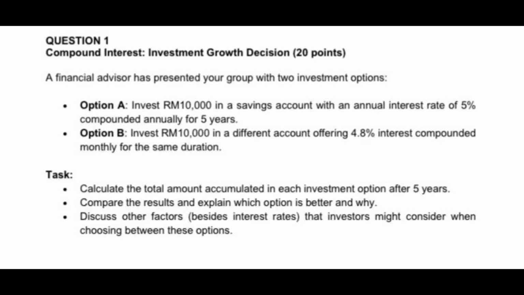Question 1. Compound interest investment growth decision. There are two options, option A and option B. Option A: invest 10,000 in a savings account with an annual interest rate of 5% compounded annually for 5 years. Option B: invest 10,000 in a different account offering 4.8% interest compounded monthly for the same duration. The tasks given: calculate the total amount accumulated in each investment option after 5 years, compare the results, explain which option is better and why, and discuss other factors besides interest rate that investors might consider when choosing between these options.